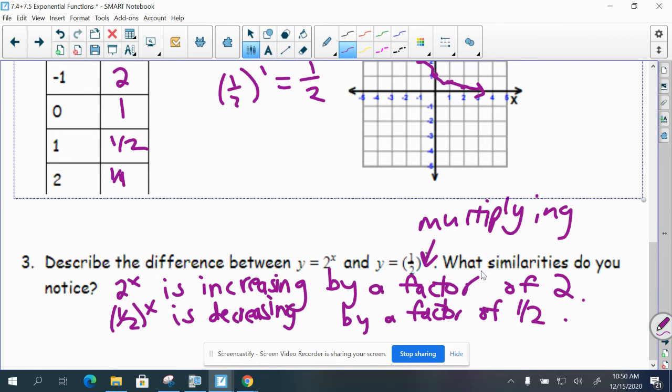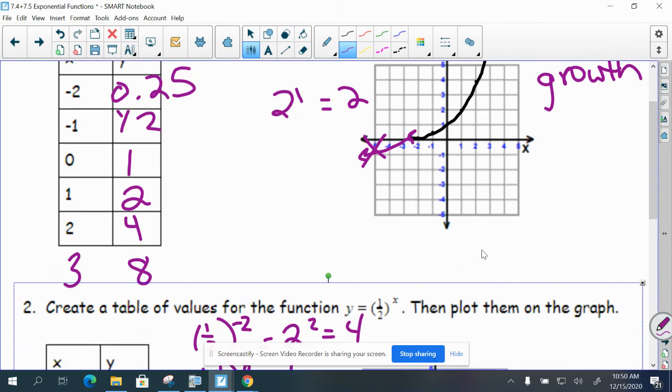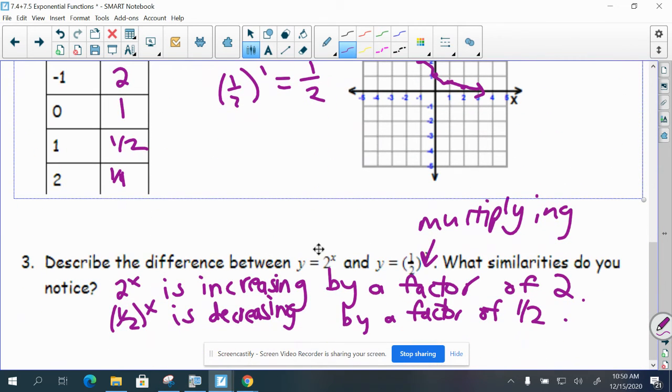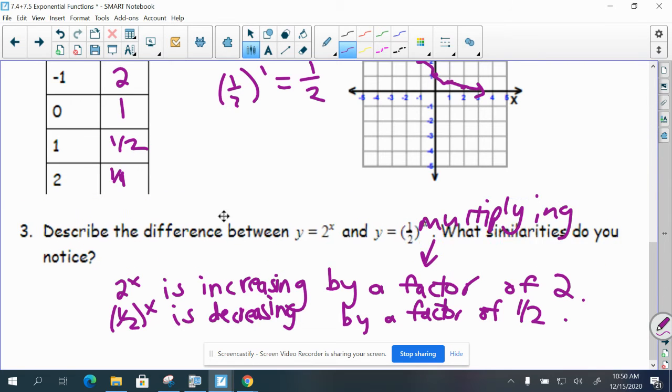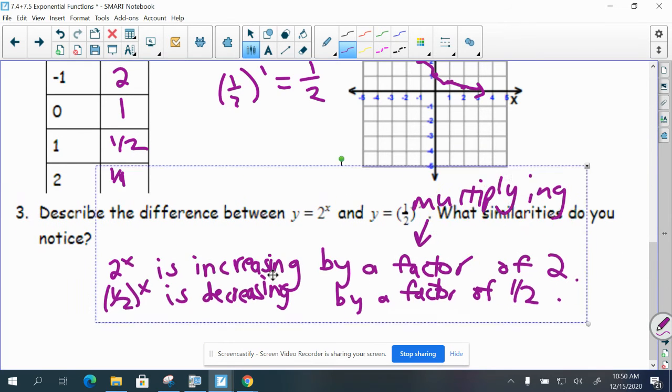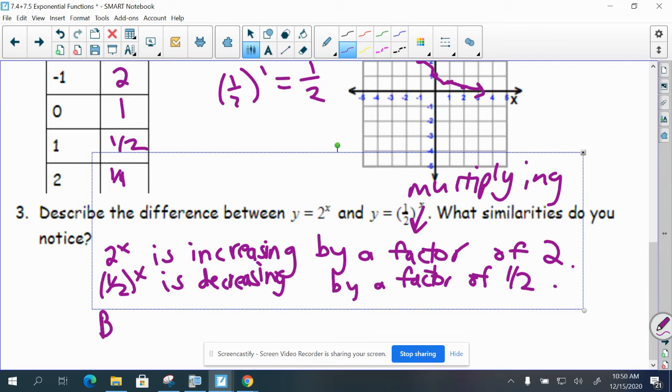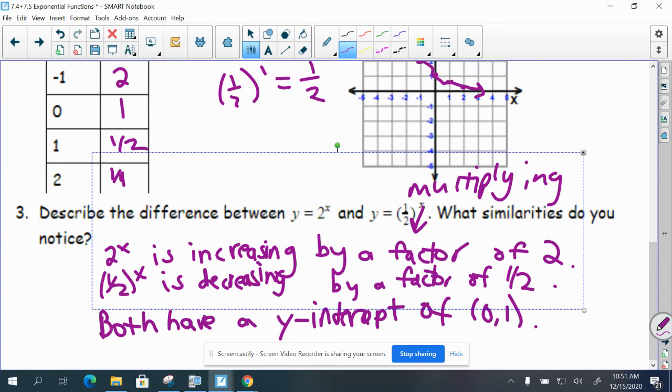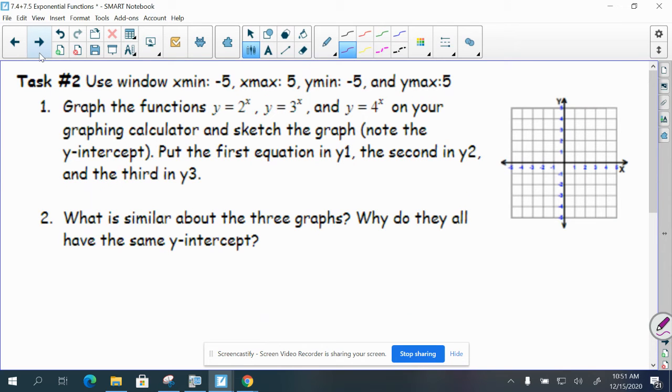And then what do they both have in common? Well, they both have in common the y-intercept. They both have a y-intercept at 0, 1. So I'm going to attempt to move this up. Okay, so both have a y-intercept of 0, 1. And you could also say that they're reflected in the y-axis.